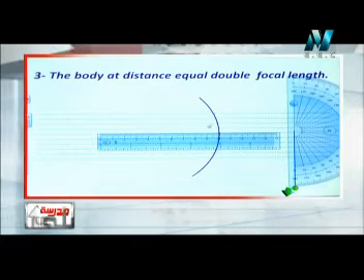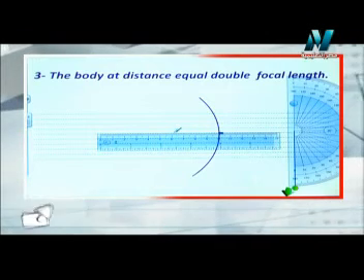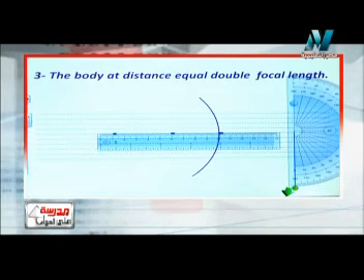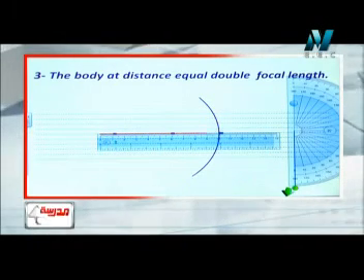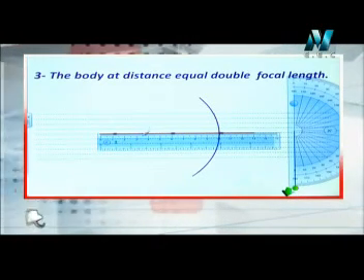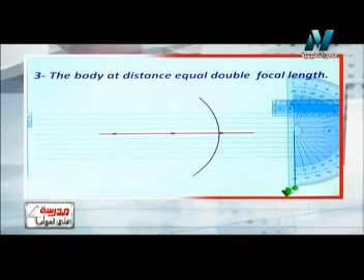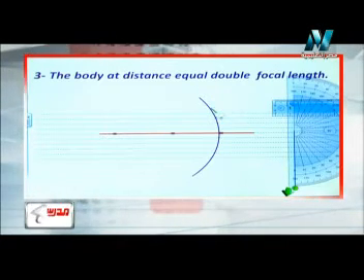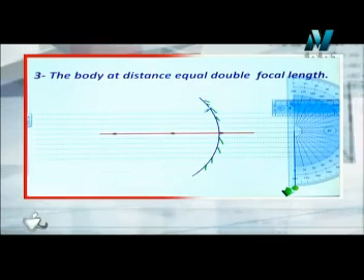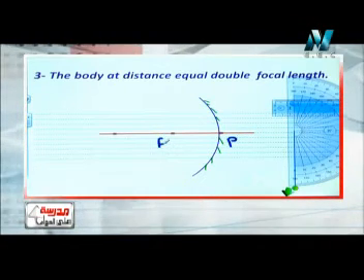Here we have number 1, pole of the mirror. Number 2, focus. Number 3, center of curvature. And by ruler we can draw the principal axis. Then we should identify the back and front of the mirror by using this shade. We have P, we have F, and we have C.